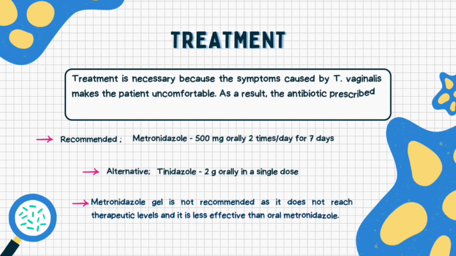As a result, the antibiotic prescribed is specifically made for this organism. The pathology recommended using metronidazole 500 mg orally 2 times a day for 7 days. For patients who have metronidazole resistance, we can use an alternative: tinidazole 2 grams orally in a single dose. Metronidazole gel is not recommended as it does not reach therapeutic level and is less effective than oral metronidazole.